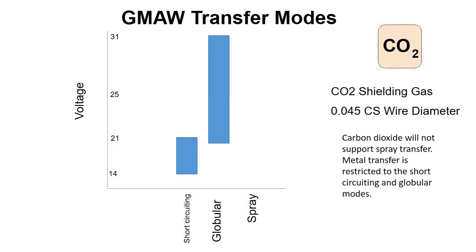Here we're using CO2. With CO2, there is no way we're going to get to spray, no matter how much we crank up that voltage. So we're going to make the transition from short circuiting into globular, and it's going to stay in globular. Carbon dioxide is not going to support spray transfer. Metal transfer is restricted to short circuiting and globular modes with 100% CO2, and anything less than about 80% argon is going to be restricted to short circuiting and the globular mode of transfer.